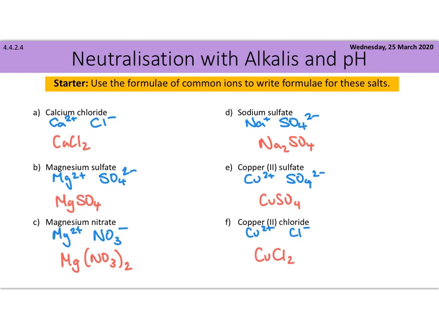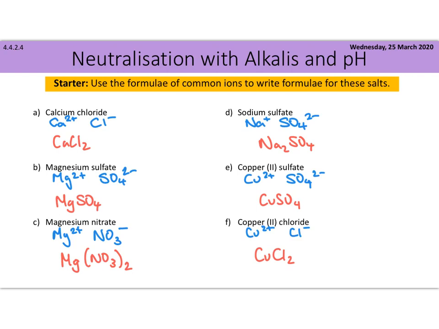Okay, so we need 2 chloride ions for every 1 calcium ion to have an overall charge of 0. We need 1 magnesium for every 1 sulfate for an overall charge of 0. We need 2 nitrates for every 1 magnesium for an overall charge of 0. And just notice, because we need 2 NO3s, we've got the NO3 in a bracket and a subscript 2 outside.